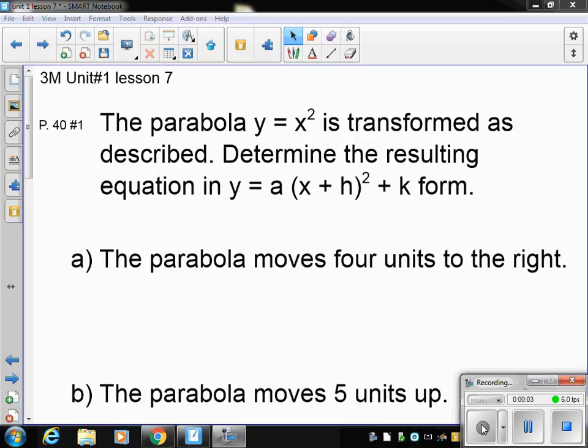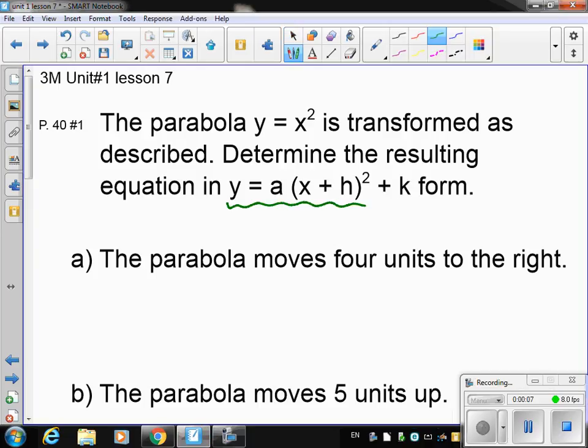Lesson 7. We are now experts in the vertex form, and we did a summary yesterday. And we know what all of these a, h, and k stand for and how they would change the shape of a graph. So the first question, which I've got out of your textbook, is the parabola moves 4 units to the right. So we start with y equals x squared, the parabola that we're very familiar with, the one that has the vertex at the origin.